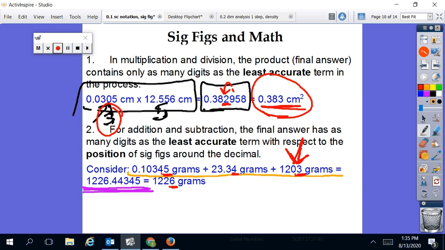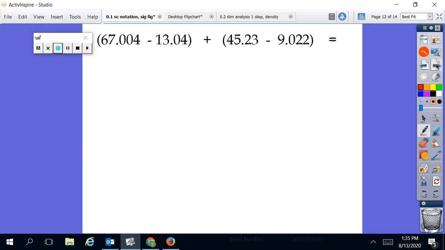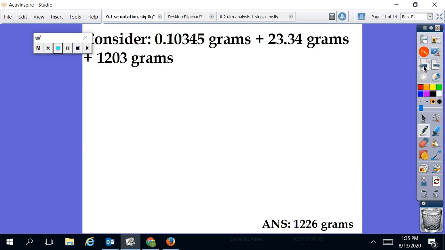Okay, so let me repeat that again. You are rounding to the least accurate term with respect to the decimal. Now it's important to keep these two rules separate in your head. There are two different sets of rules. Multiplication and division is one, addition and subtraction is the other. So let's do an example problem here.